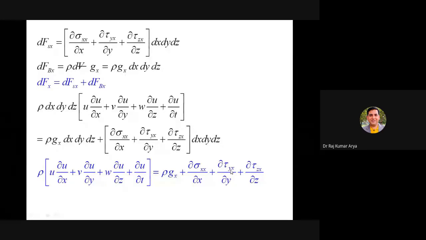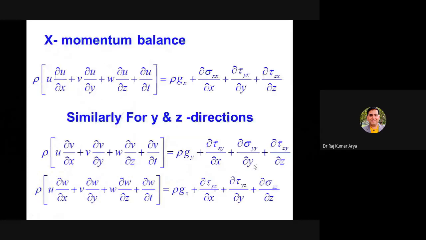So then this tau would become sigma, where both the plane and direction are the same. Your tau, which is the symbol of the shear stress, would be converted to sigma, then it will become a normal stress. This will become zy. So we can write the equation for that. This is the equation for x momentum, which we have written just now.